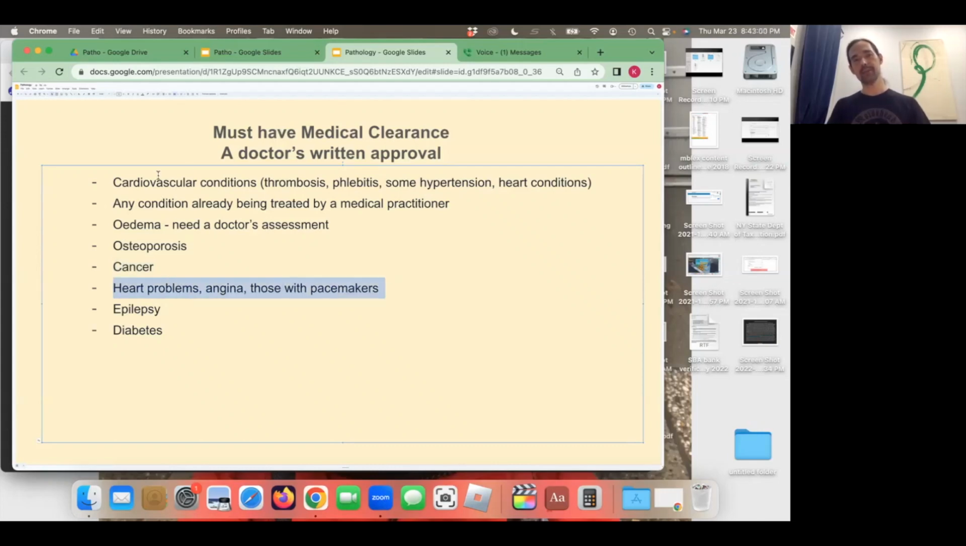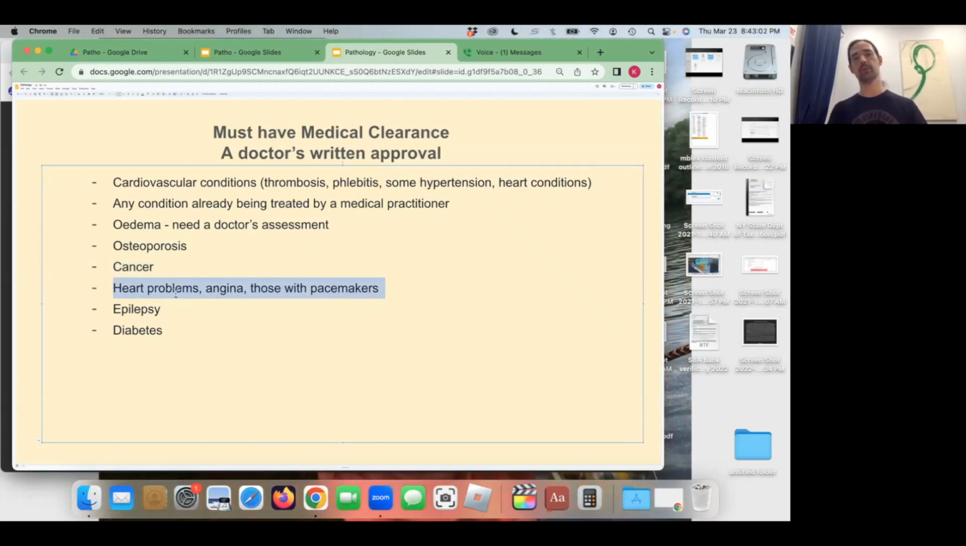Heart problems, that falls under cardiovascular conditions as well, but especially things like angina or people with pacemakers. Again, for the MBLEX, send them to the doctor. Epilepsy, and then diabetes. That's type 1 or type 2 diabetes.